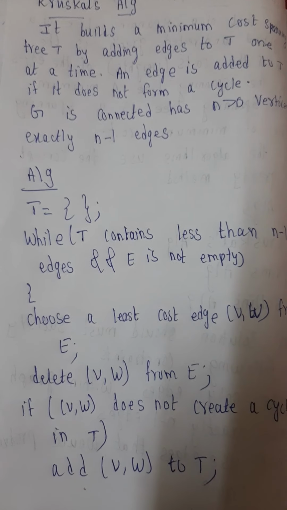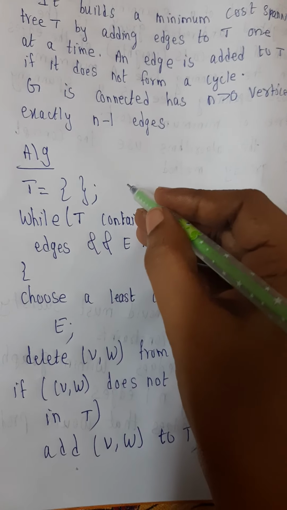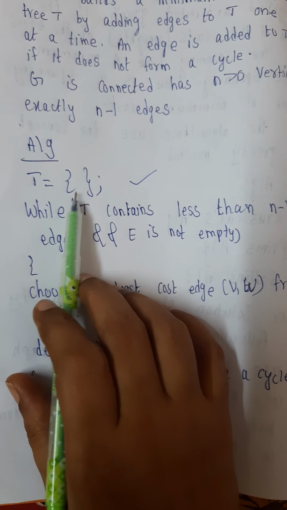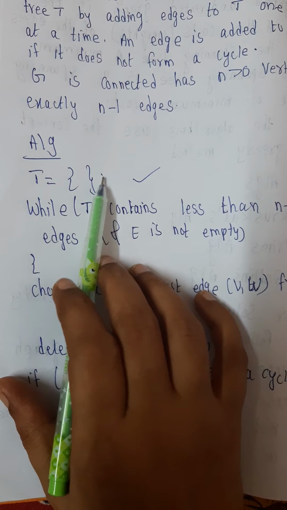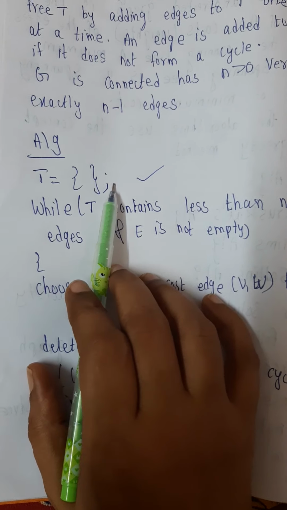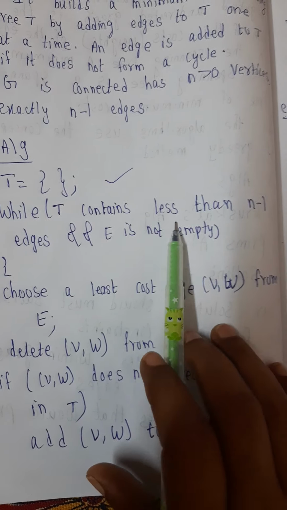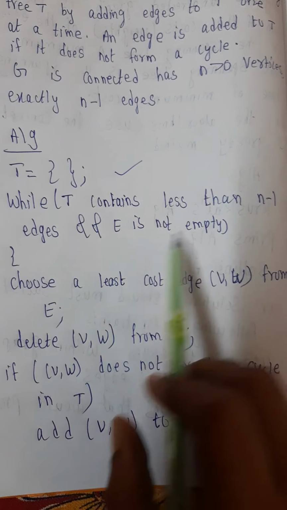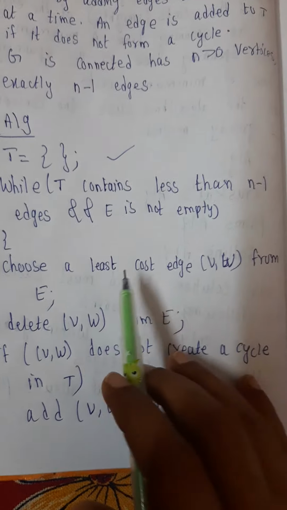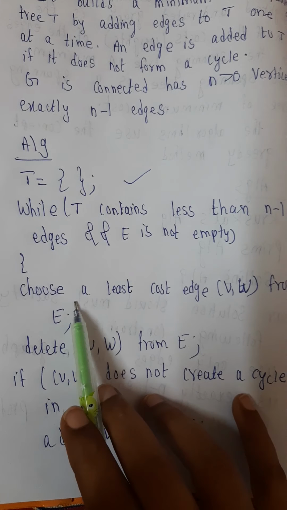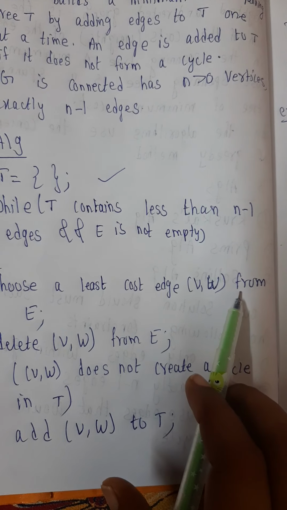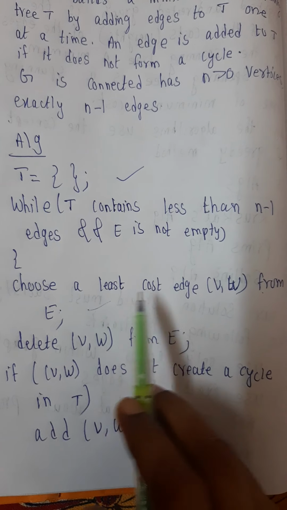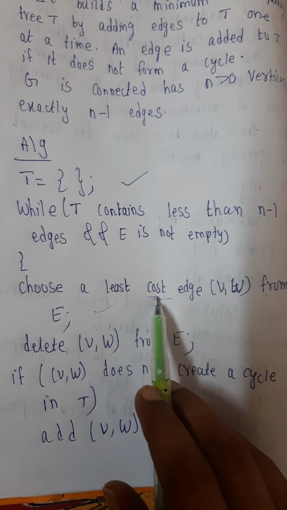The algorithm is very simple. First, we take T. Initially we don't have any edges, it is empty. In the tree we don't have any edges. Now, while T contains less than n minus 1 edges and E is not empty, if this is true, then we have to choose a least cost edge from E. E is a set of edges. From that we have to choose the least cost edge.